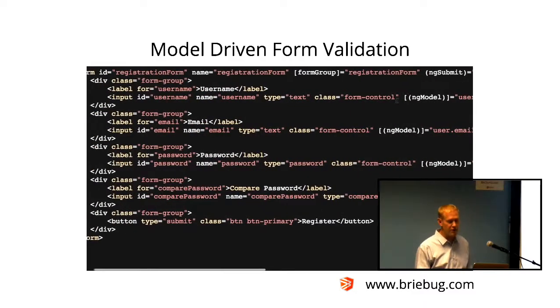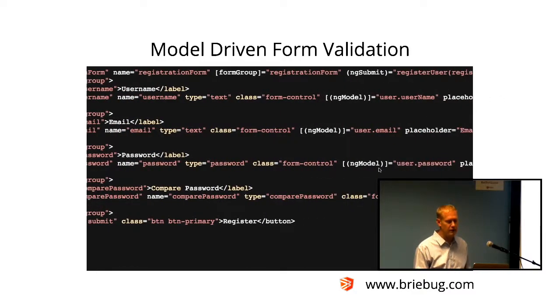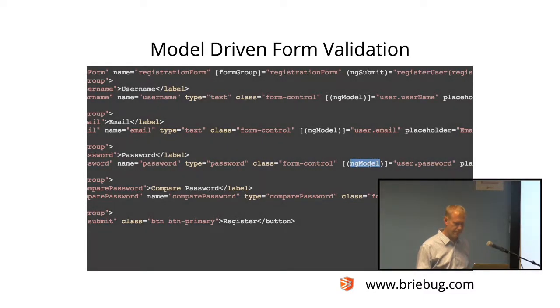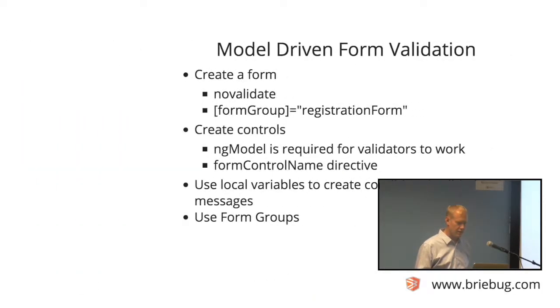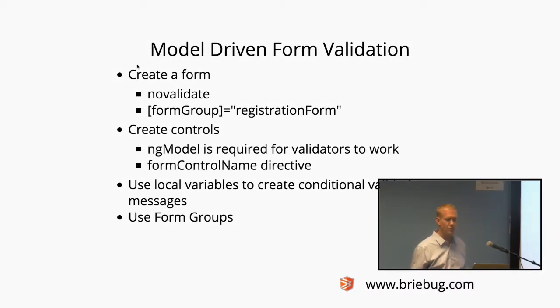The other thing you have to have on this is ngModel, again for the validators to fire up and work. So again, this is kind of what we just covered. We create a form, we put novalidate, and we just add a form group pointing to our form group variable. We create controls. We put ngModel on them. We put our form control name directive on them.